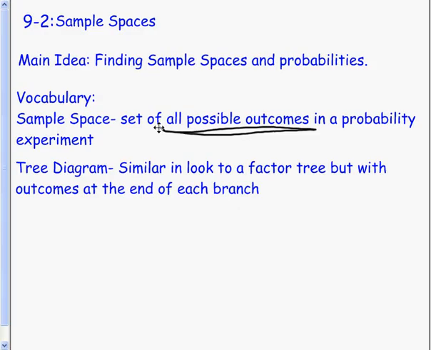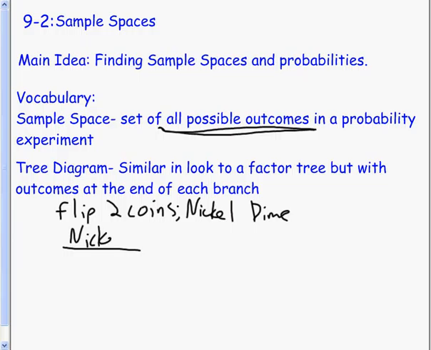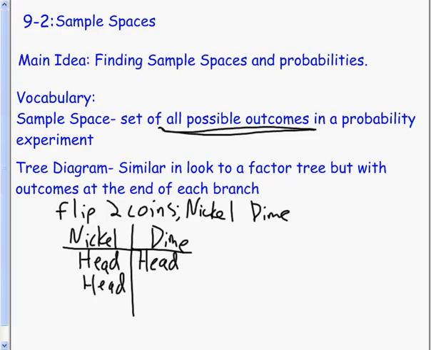Meaning, let's say we're flipping two coins. One's going to be a nickel, one's going to be a dime. A sample space is going to be all the possible outcomes. So we could say in a table, write nickel, dime, and have our outcomes be, we'll say the nickel lands heads up, the dime lands heads up. That's one possibility. Well, the nickel could still land heads and the dime could land tails.